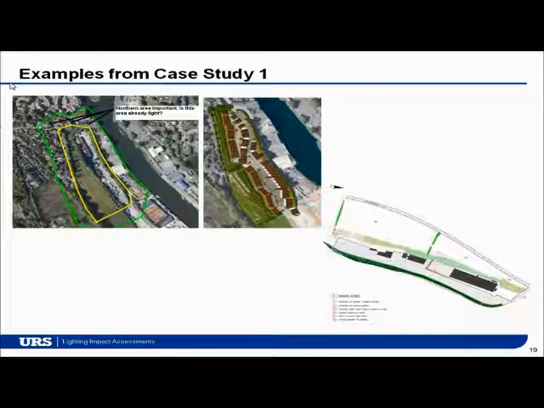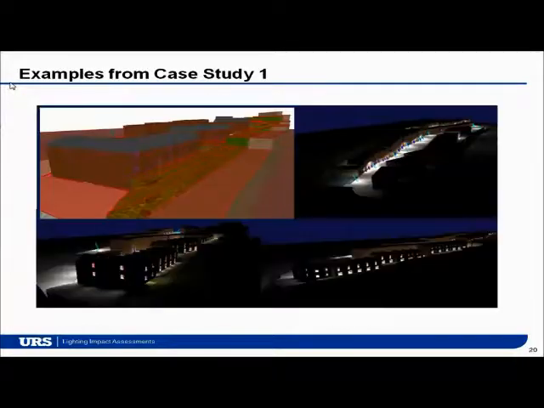This is an example from a case study in the southwest where there were greater horseshoe bats. The dark corridors are shown around the edge, but the most important ones are along the western edge and the northern edge of the site. This is an example of the model that was produced.